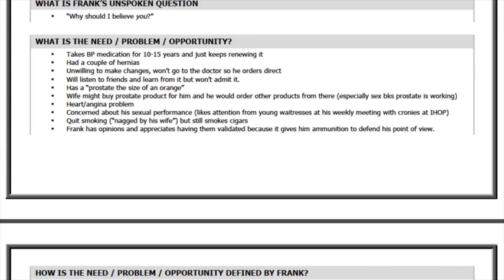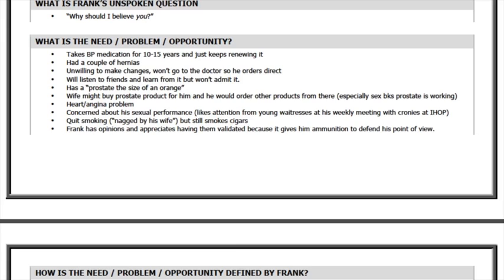So what is Frank's need or problem or opportunity here? Well, he's taken blood pressure medication for 10 to 15 years, and he just keeps renewing it. He's had a couple of hernias. He's unwilling to make changes. He won't go to the doctor, so he orders his medications direct. He'll listen to friends and learn from it, but he won't admit it. He has a prostate the size of an orange.